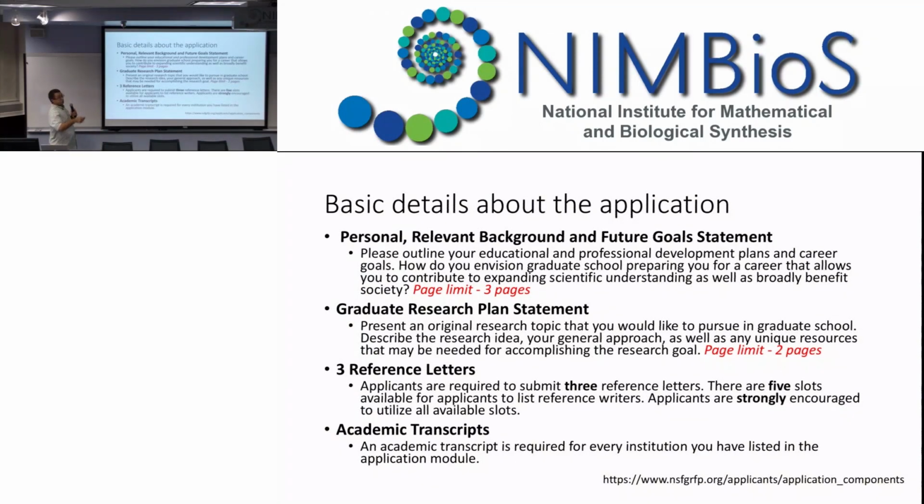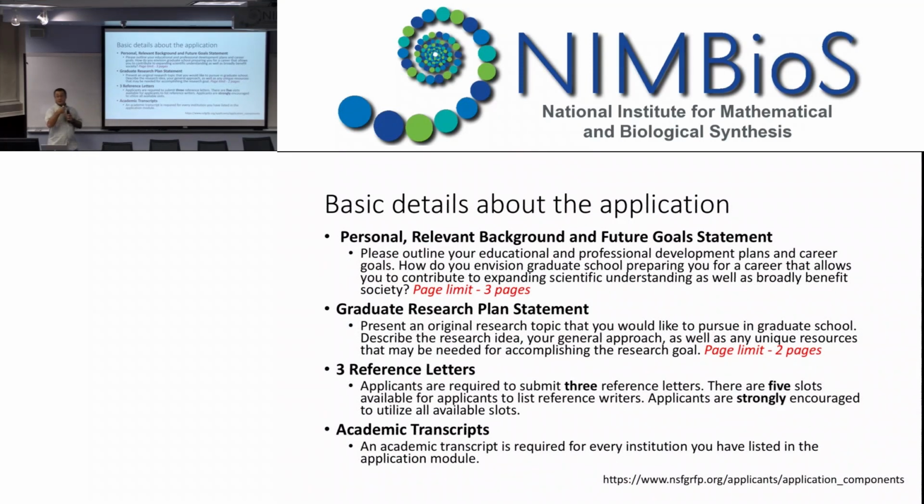Then you have your research statement, the research plan, which is again only 2 pages, so 2 sides, where you essentially propose what you're going to do and how you're going to approach it, what problem you identified and how you're going to solve it. You have to arrange for reference letters. Three is a minimum, but you can submit more. There are up to 5 slots available, so you can have 5 people submitting, but 3 is required. And then you have to have your academic transcripts.